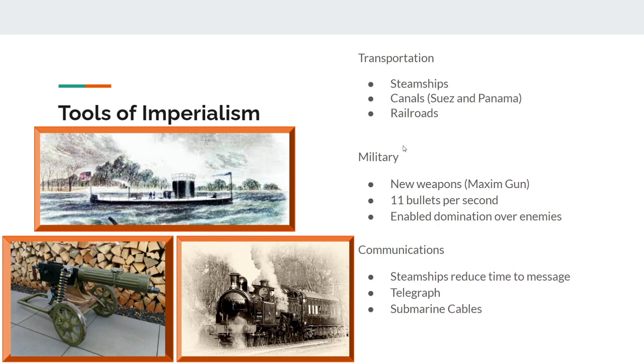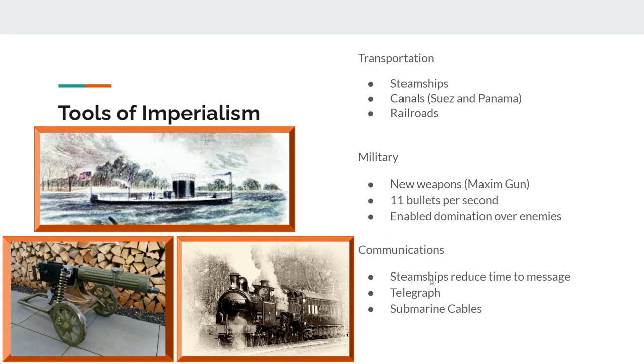Military technologies. There were a lot of new weapons, beginning with upgrades to the muskets, and eventually getting to a new weapon called the Maxim gun. The Maxim gun would shoot 11 bullets per second. It was a machine gun. Because of the invention of the Maxim gun, it allowed for domination over enemies who didn't have it.